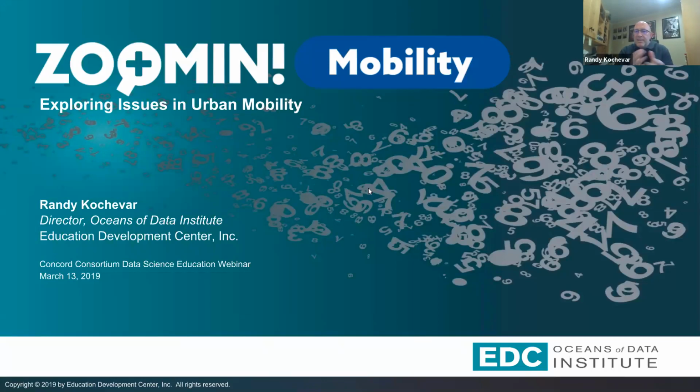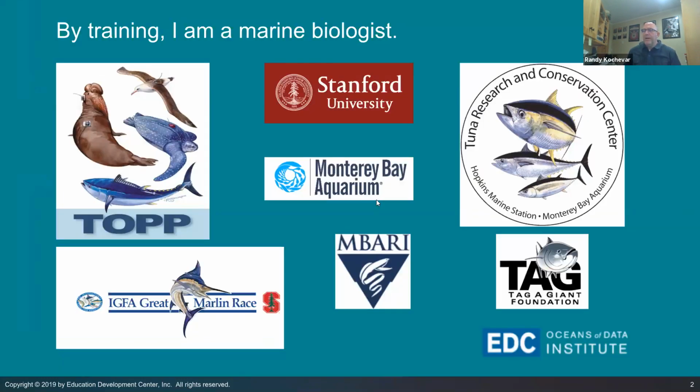This lesson that I've been referring to is called Zoom In Mobility. We're going to be talking about some work that we've been doing, getting students working with some urban mobility data. I'll talk a little bit more about that later. As for myself, by training, I'm a marine biologist. I initially came to Monterey back in the early 90s to work at the Monterey Bay Aquarium Research Institute, and then I went to Monterey Bay Aquarium, and then I spent several years at Stanford University at the Hopkins Marine Station.